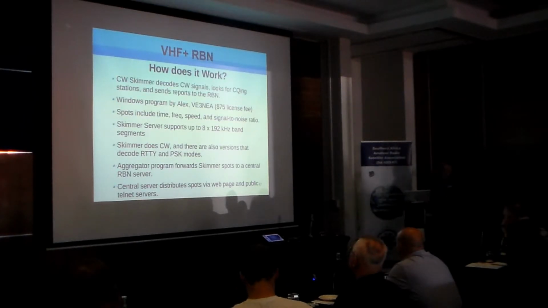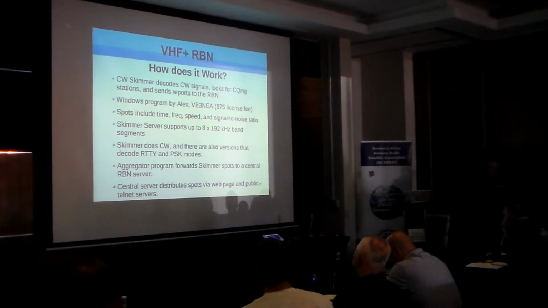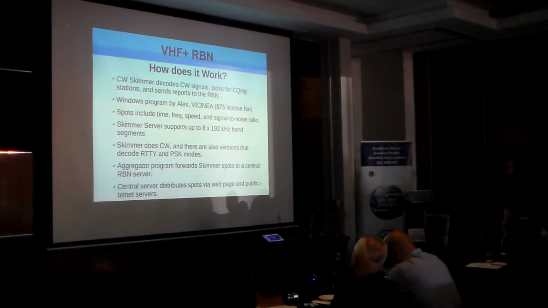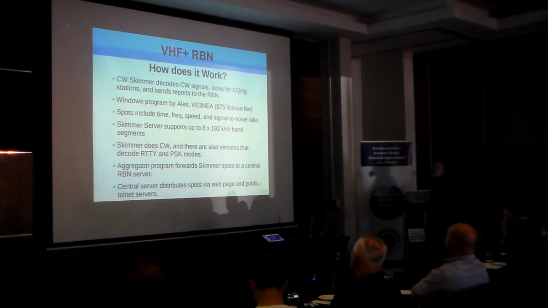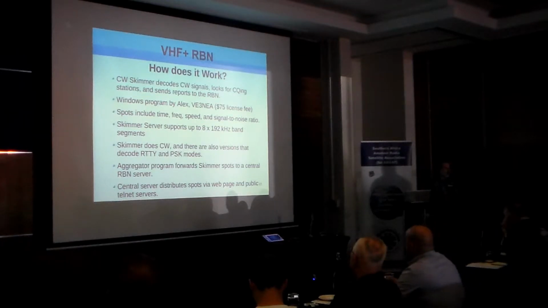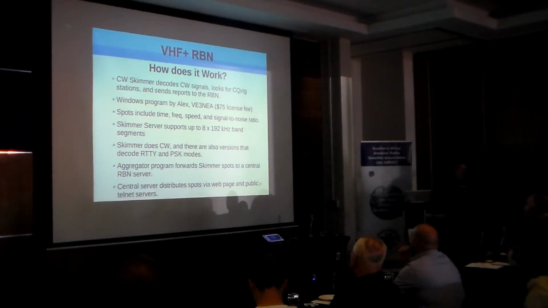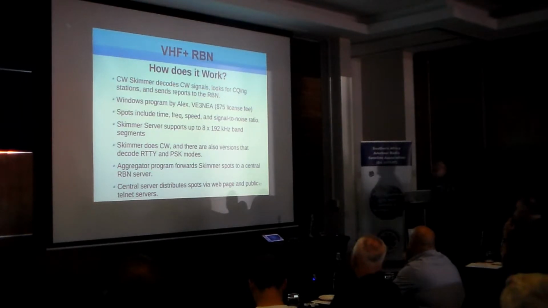Okay, so how does it work? We use CW Skimmer, which is well-known software that can decode CW signals, written by Alex, VE3NEA. Yes, it costs $75 for the registration fee, which is just over 1,000 Rand, which is pretty steep. It runs on Windows.